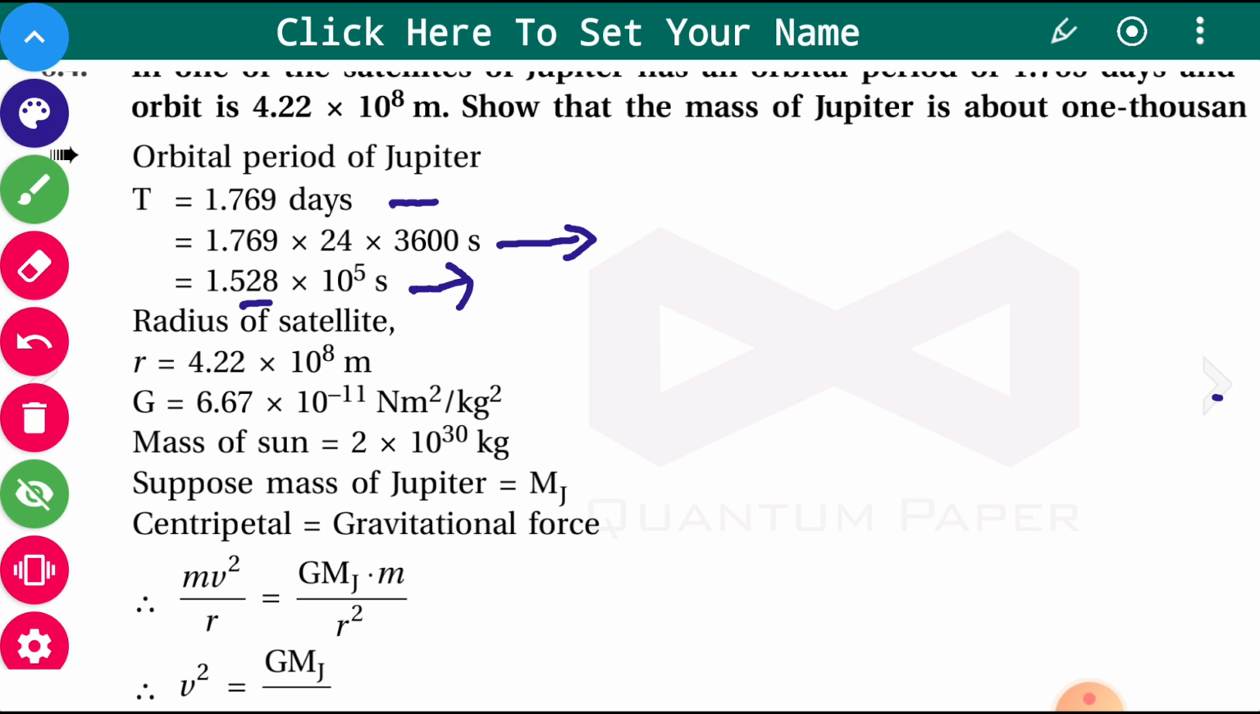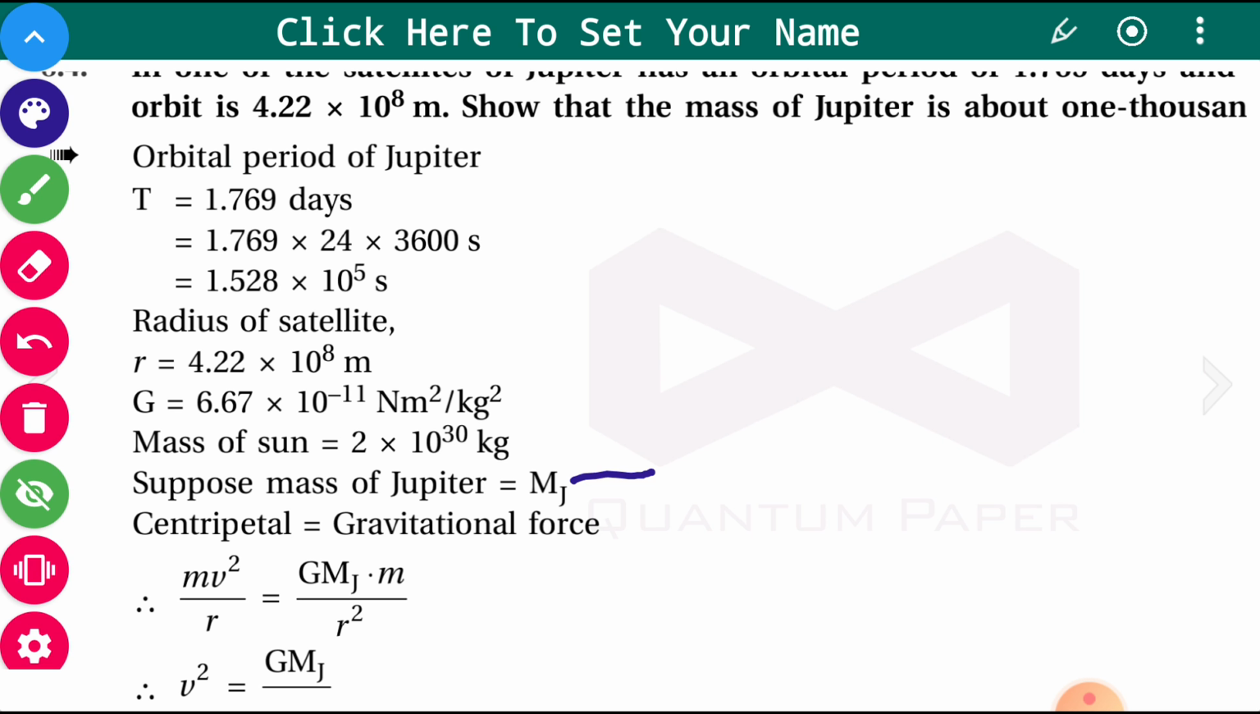Now the radius of the satellite is given: 4.22 into 10 to the power 8 meter. G, the universal constant, is known to us. The mass of the Sun is known to us, or it will be given if it is asked: 2 into 10 raised to 30 kg. We consider that the mass of Jupiter is mj. Now, the centripetal force on the satellite by Jupiter.